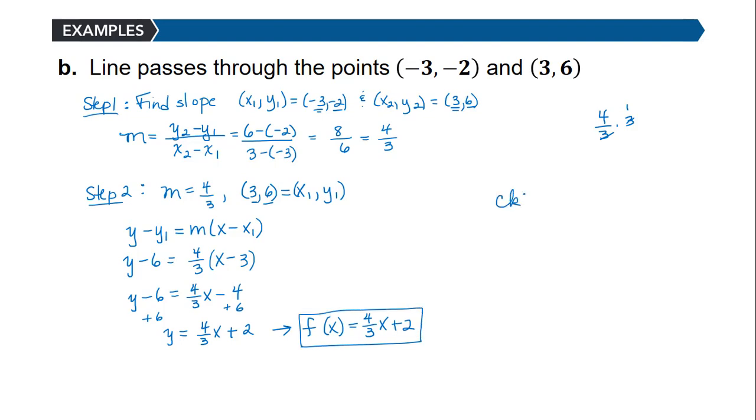Now we can check our function. It should be that negative 3, negative 2, and 3, 6 satisfy this equation. If we find f of negative 3, we get 4/3 times negative 3 plus 2, which is, what, negative 4 plus 2, or negative 2, so that checks. F of 3 is 4/3 times 3 plus 2, which is just 4 plus 2, or 6, so that checks. So our work is correct.